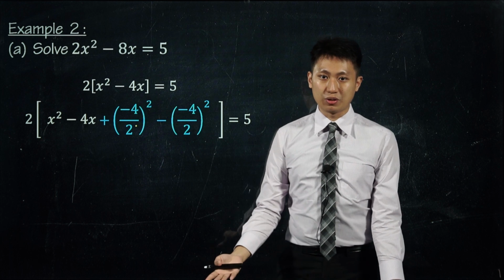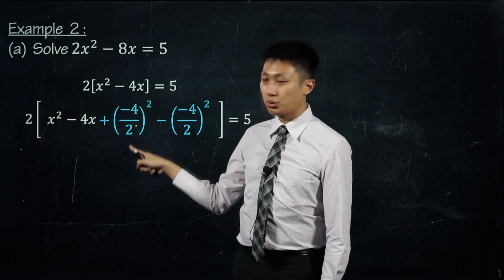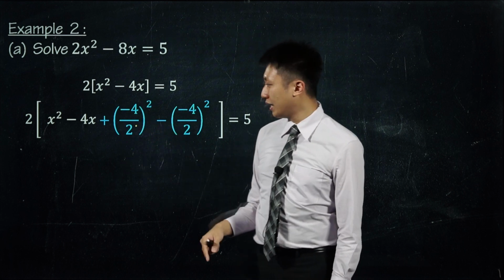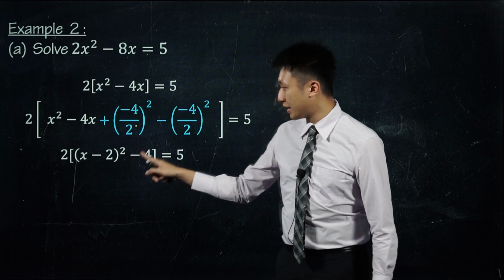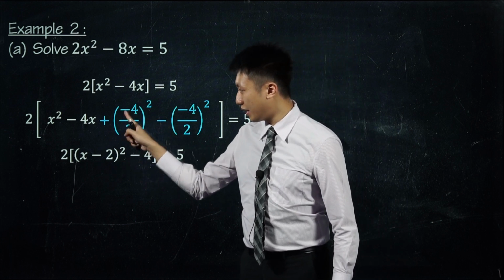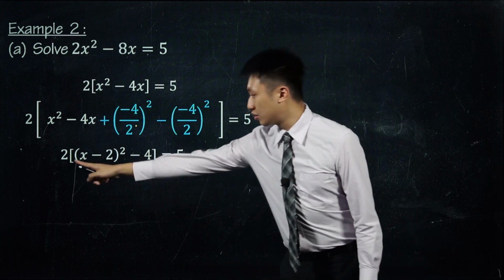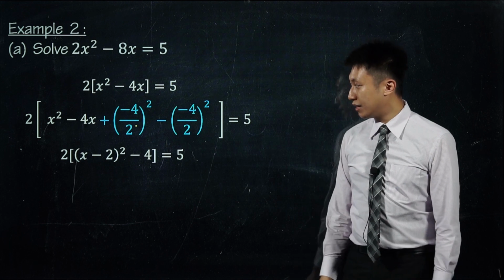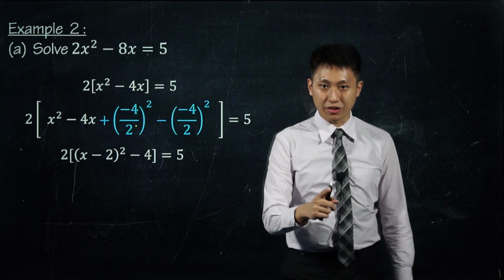I recommend you to have a negative at this moment so that you can see x minus 2 the whole thing square. Okay, so x minus 2 the whole thing square, then minus, still minus here. This minus is this, and this minus is this. Then 2 and 5.